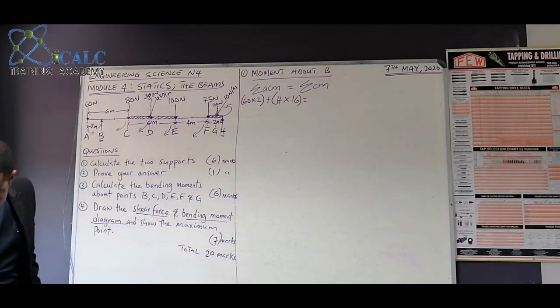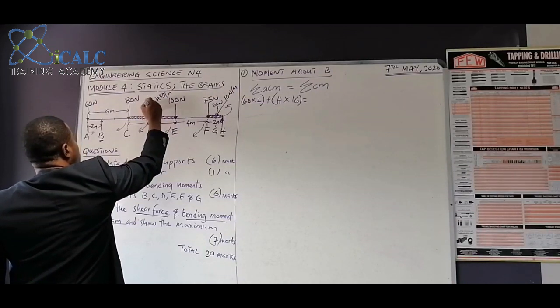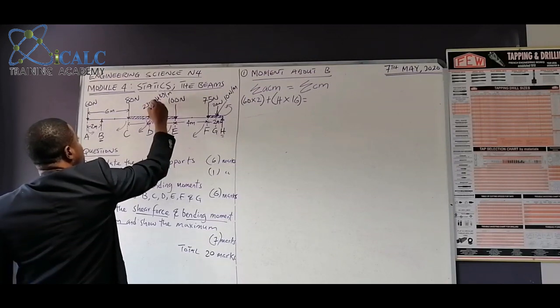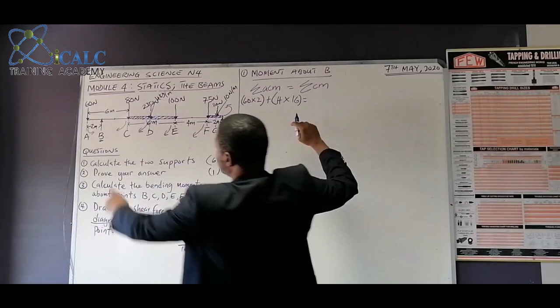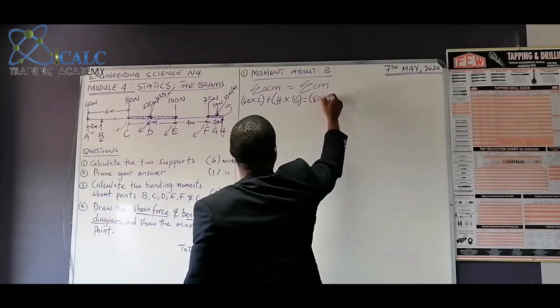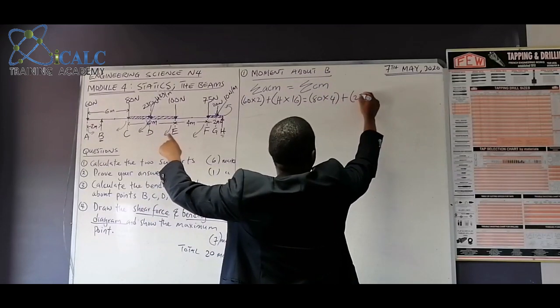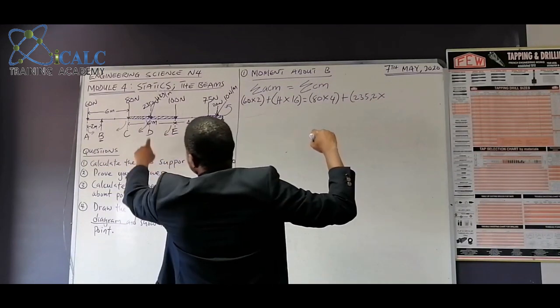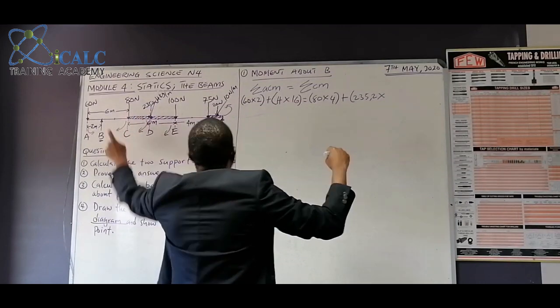And we say 39.2 multiplied by 6 will give us 235.2 Newton. Okay, and then we go ahead for the clockwise. We have 80 multiplied by 4 plus 235.2 multiplied by, from here to here is 3 because it's acting at the center. 3 plus 4 will be 7.